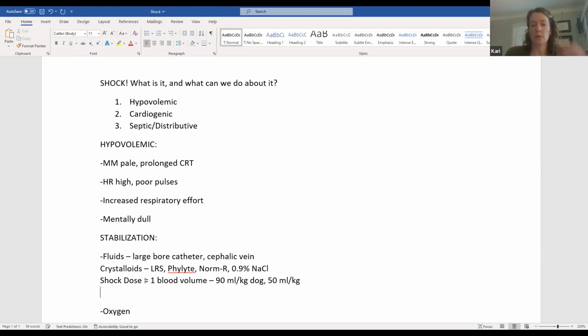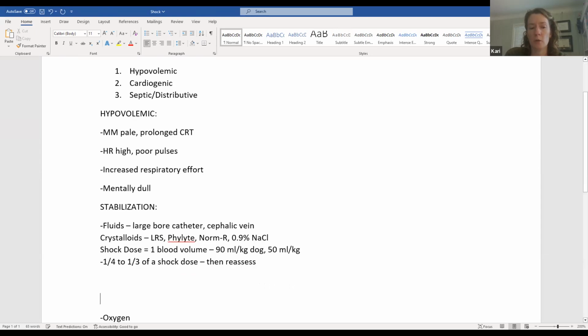So none of us are going to say, let's give a 10 kg dog 900 mils of fluids, right? But what we want to do is split that shock dose into increments. So usually, if we have a 10 kg dog, we'll probably say, let's give them maybe 200 mils over 15 to 20 minutes and see how they respond. So usually we talk about either a quarter to a third of a shock dose at a time, and then reassessing the patient.